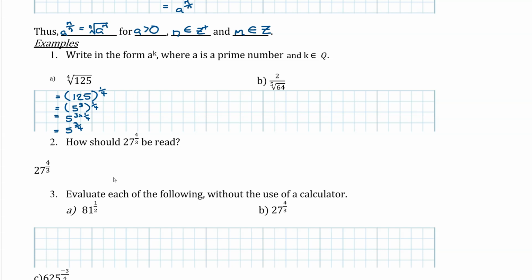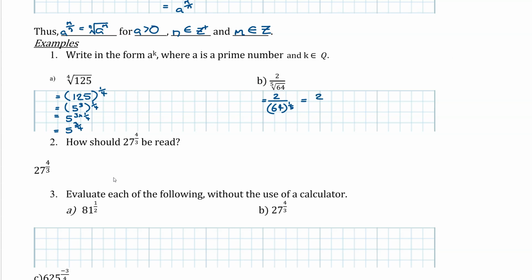Moving on to 1b, we've got something a little bit more difficult. We've got 2 over the fifth root of 64. So we're going to use the same approach, and then we have to go back and deal with this 2 over. First thing we'll do is go 2 over, and we don't want to have to deal with this fifth root. So we can simply rewrite it as 64 to the power of 1 over 5, like so. Then we're going to take the same route that we did with 125, and rewrite this 64 as a base to a power.